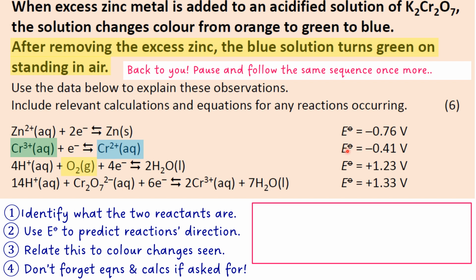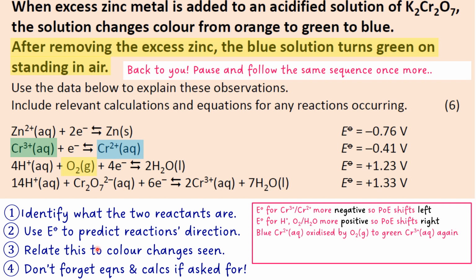The chromium half equation this time is more negative in its electrode potential than the one involving oxygen. So therefore this time round, the chromium half equation shifts to the left in the other direction. And the oxygen half equation is more positive in its electrode potential, so it shifts to the right. So this should match what the sentence up here is telling us. It went from green to blue and then back to green again. So green to blue, then blue to green. So this is the blue to green going from right to left.